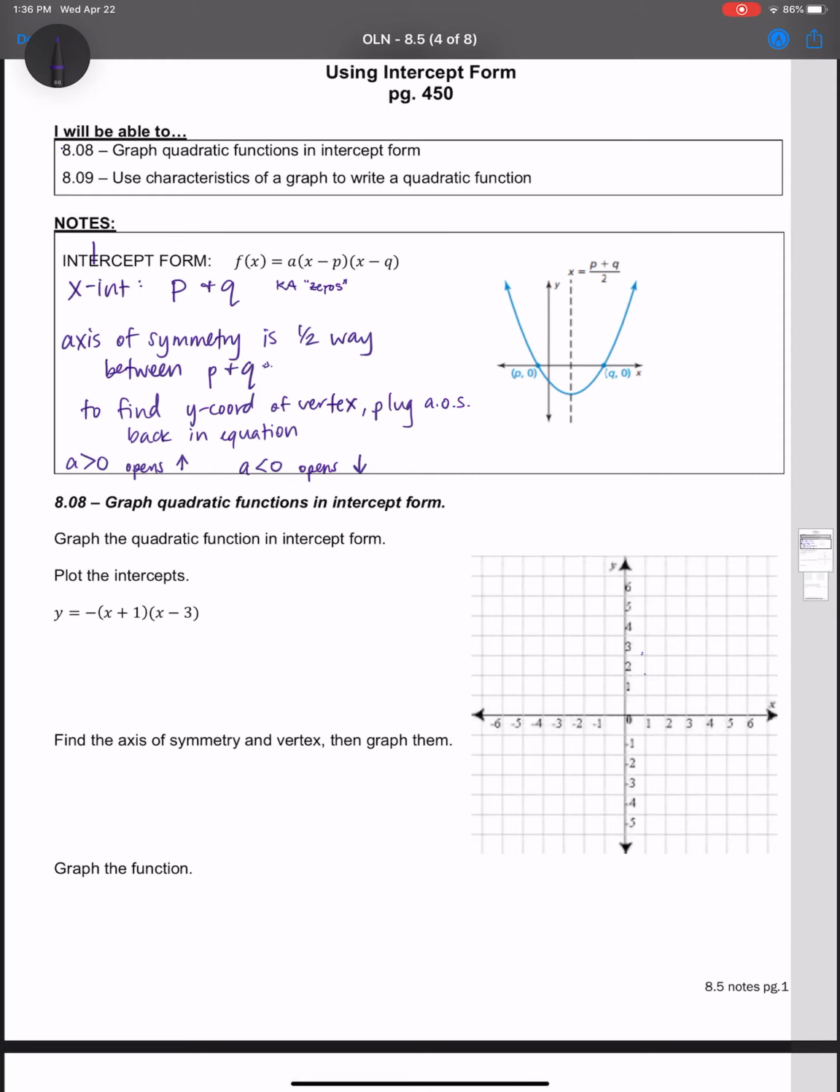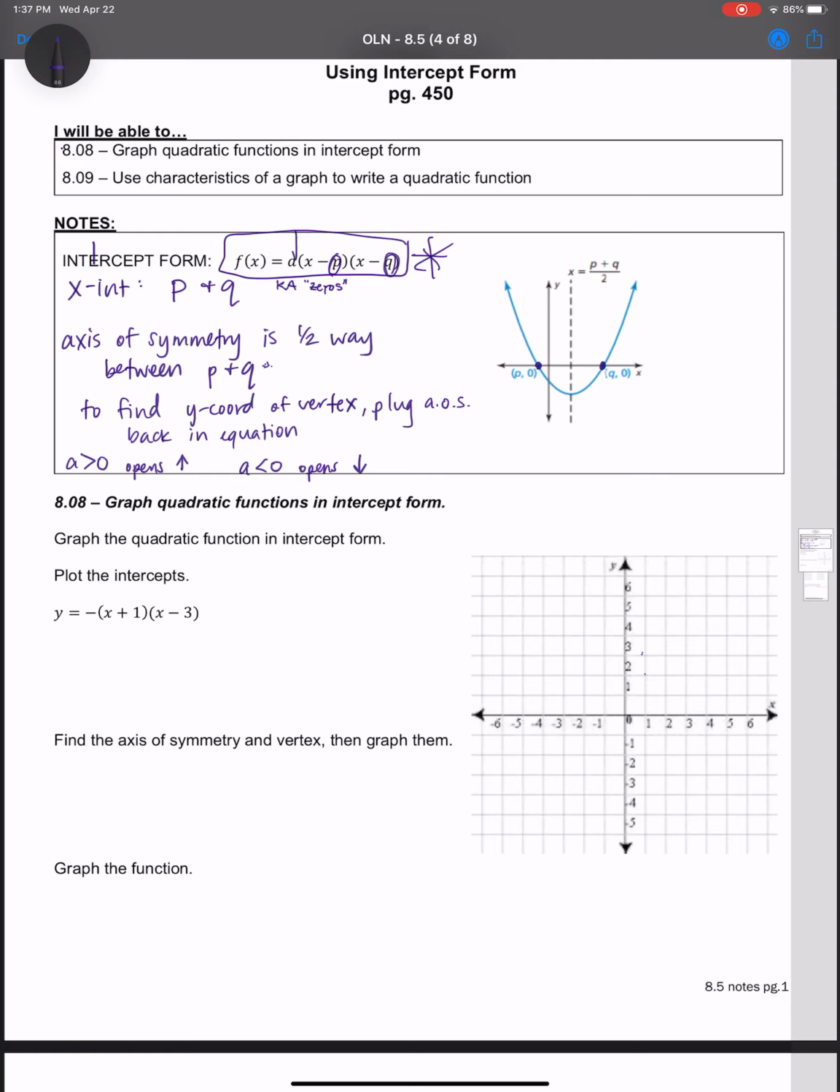Today we're going to talk about intercept form, which if you notice, it is right here on the top. Intercept form will have your two intercepts, which are going to be P and Q, written in the form x minus the intercept and x minus the intercept. Those are your zeros of the function. It's where they cross the x-axis.